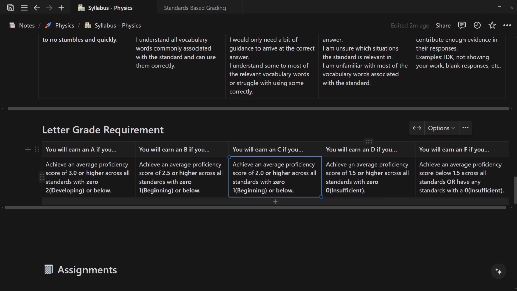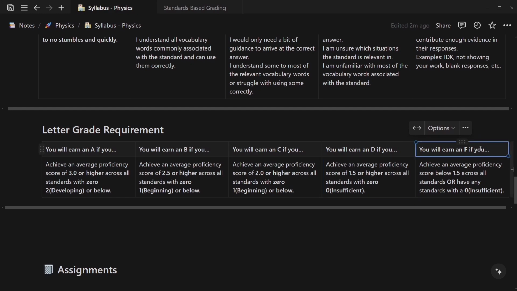You will earn a D if you have an average proficiency score of 1.5 or higher. So in other words, you have between a 1.5 and a 1.99999 across all standards with 0 zeros. You cannot have a single 0. Any standard that's a 0 will automatically have you as an F.